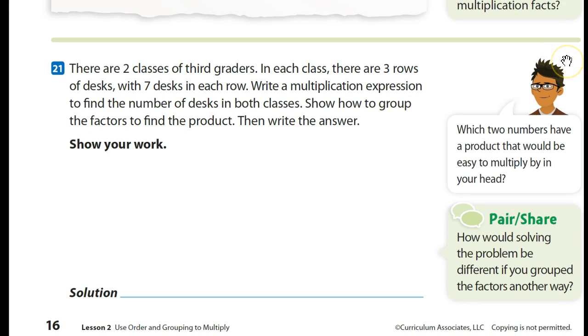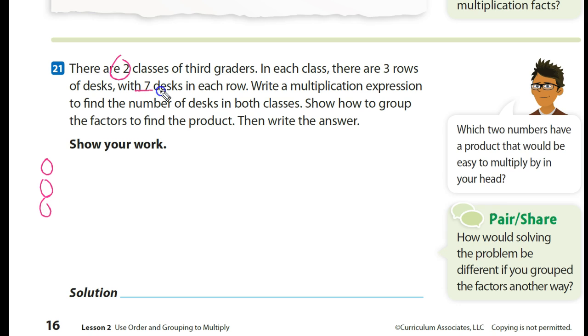Let's do this together. It says there are 2 classes. In each class, there are 3 rows of desks with 7 desks in each row. All right, let's do that. So there are 2 classes of 3rd graders. In each class, there are 3 rows. So how many groups am I going to use? 2, because there are 2 classes, so I need to have 2 arrays.